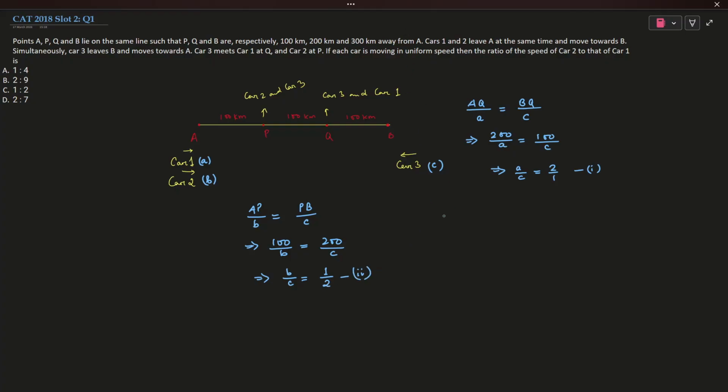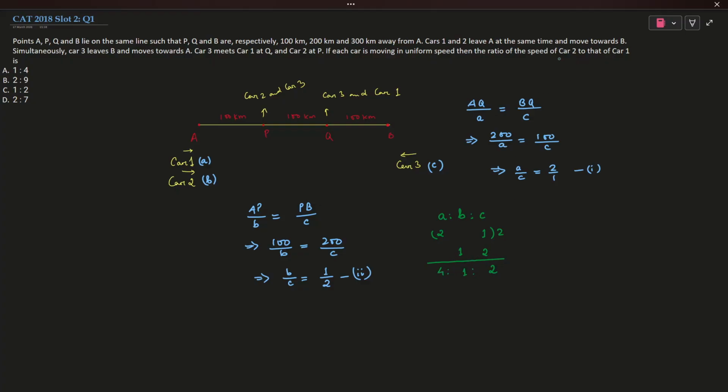Now I will combine the ratios, A is to B is to C. A is to C is 2 is to 1, so when C is 1, A is 2. B is to C is 1 is to 2, so when C is 2, B is 1. C is the common term, so I will multiply the first by 2. Then C will become 2, A will become 4, and B is 1. So 4 is to 1 is to 2.